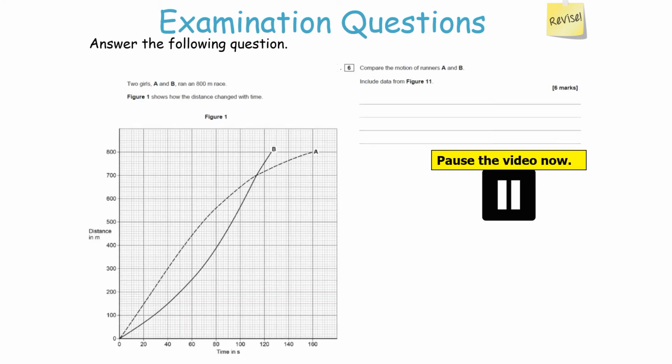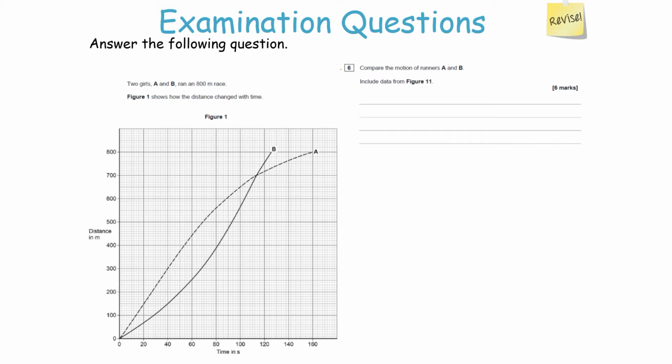Let's look at the following question now. Two girls, A and B, ran an 800-meter race. Figure 2 shows how the distance changed with time. Compare the motion of runners A and B and include data from the figure. Right, pause the video now and then unpause the video when you want to go through the answer.